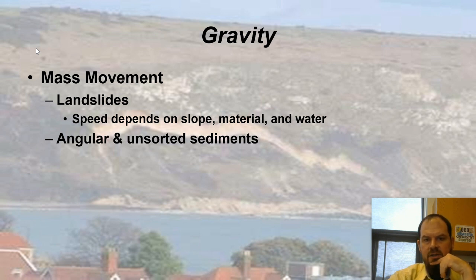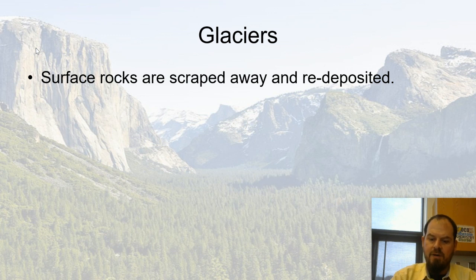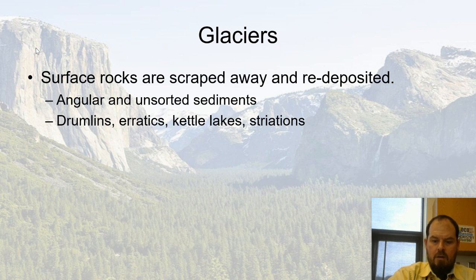Angular and unsorted sediments are the things that are going to move here. Angular and unsorted sediments will be moving by gravity. Good. Now we're writing the glaciers. This is already written for you, right? Surface bedrock is scraped away and redeposited. So this again will be part you're writing, angular and unsorted sediments. There you go. Drumlins, erratics, kettle lakes, and striations happen. U-shaped valleys.